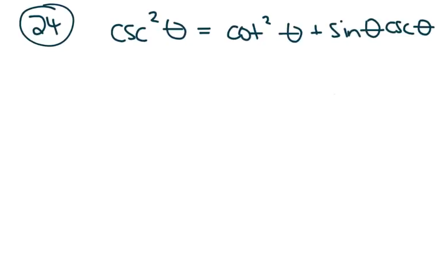In 24, we're going to hit the Chapter 7 problems where we worked with identities. So in problem 24, we're going to verify the identity cosecant squared is equal to cotangent squared plus sine times cosecant. Unfortunately, there are lots of ways of verifying this particular identity. One way is to subtract cotangent from both sides.